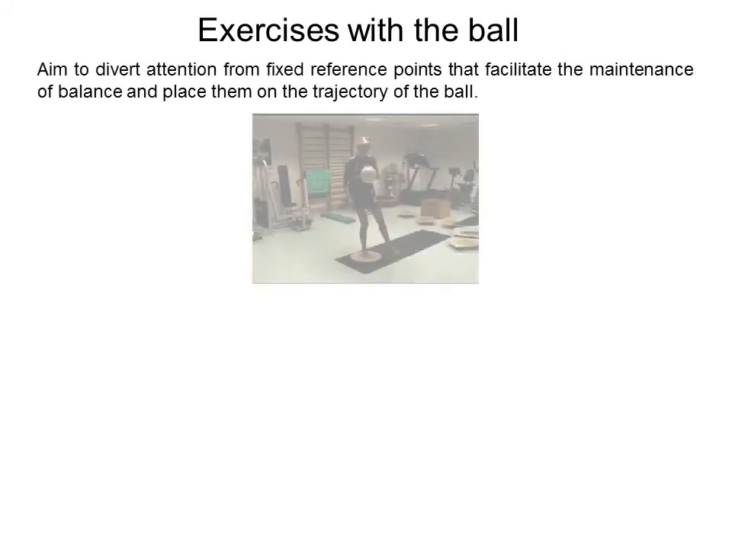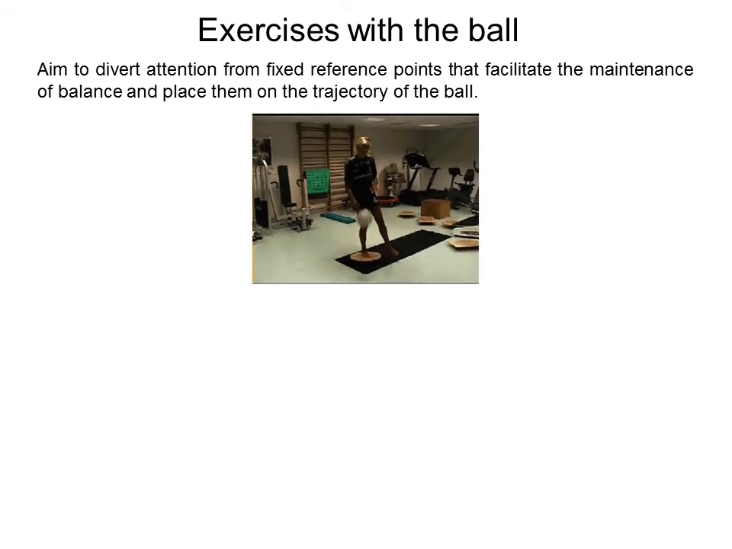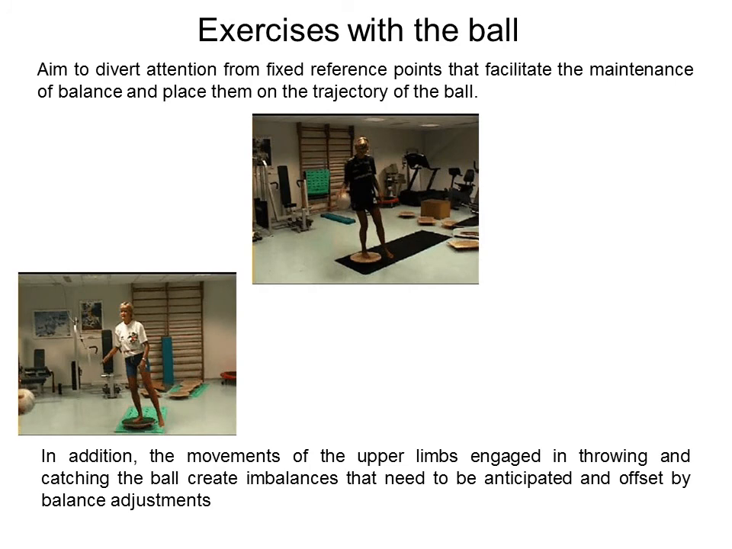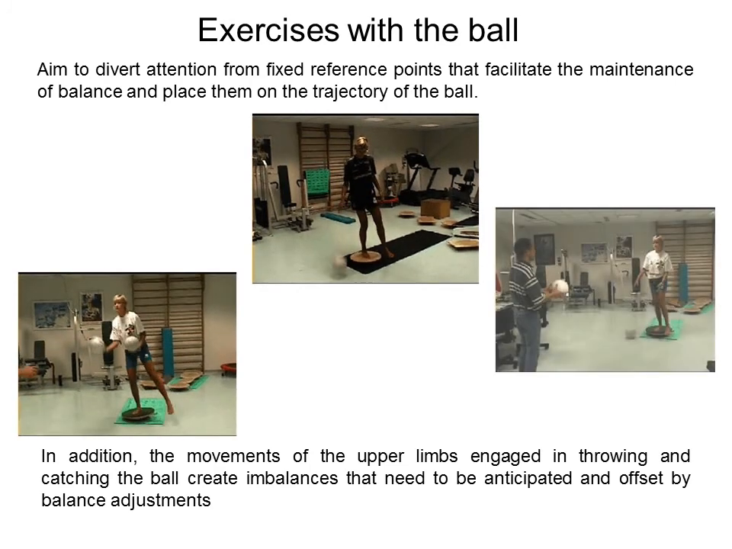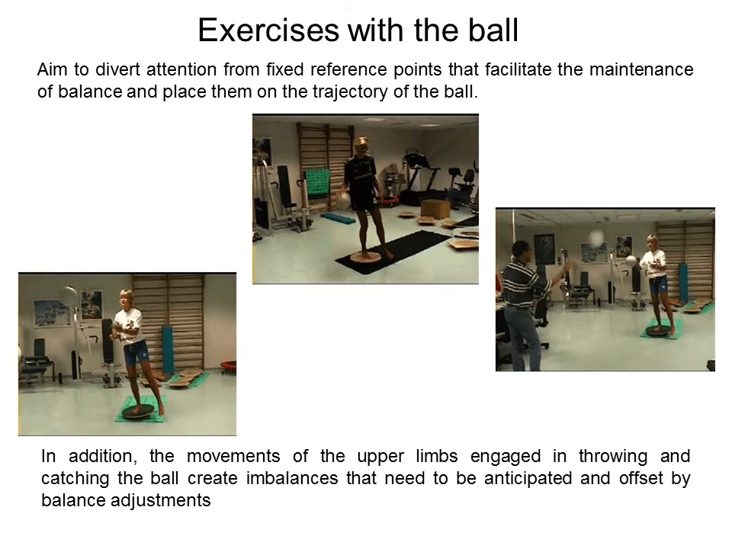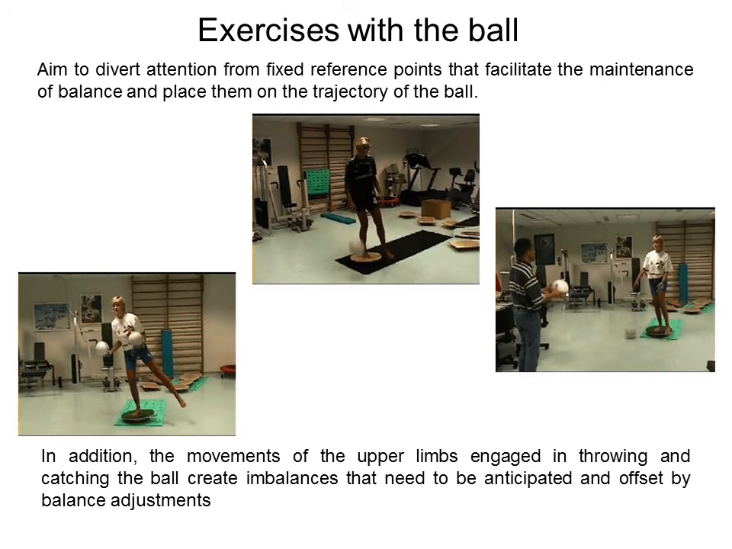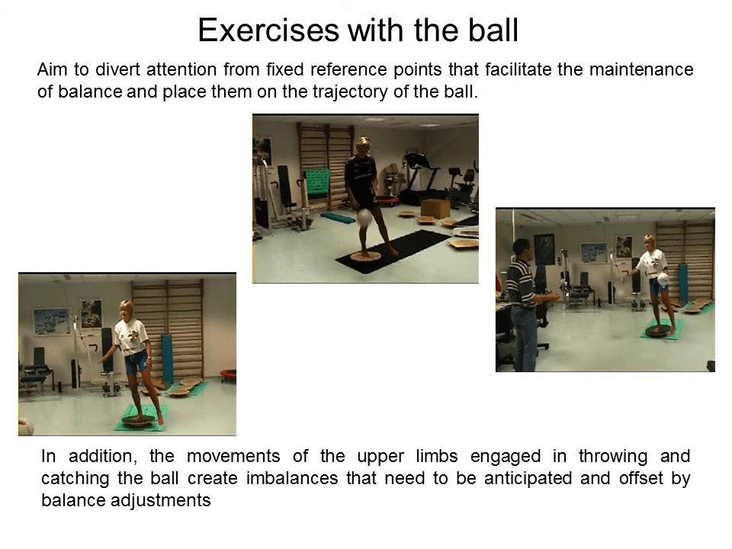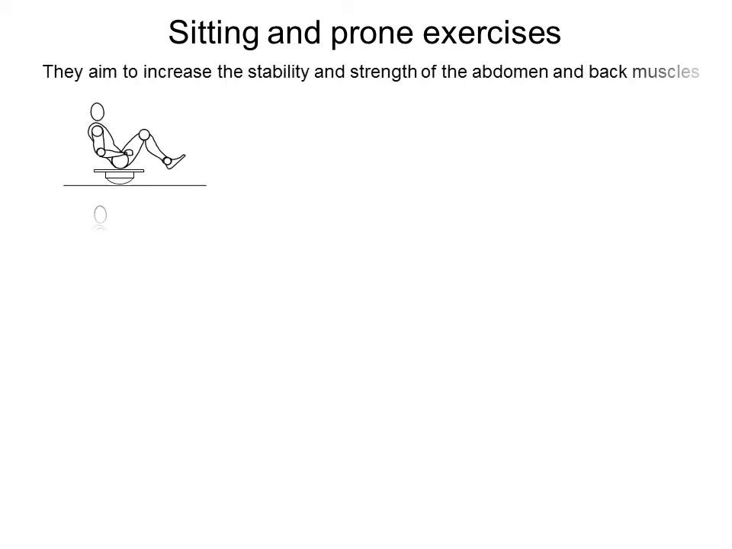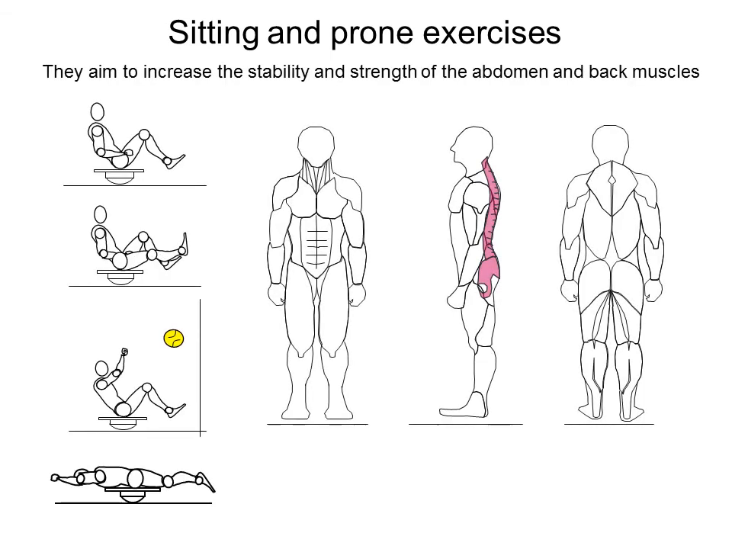Exercises with the ball. Aim to divert attention from fixed reference points that facilitate the maintenance of balance and place them on the trajectory of the ball. In addition, the movements of the upper limbs engaged in throwing and catching the ball create imbalances that need to be anticipated and offset by balance adjustments. Sitting and prone exercises. They aim to increase the stability and strength of the abdomen and back muscles.